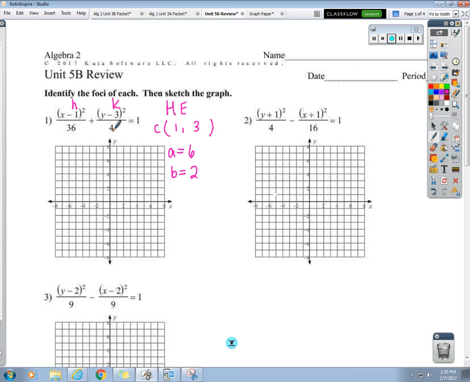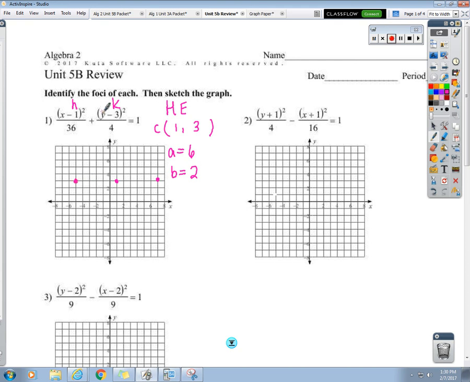So now I have enough information to sketch this ellipse. The center of it is at 1, 3. So right 1, up 3. And then from there, under the X was a 6, correct? So that means left and right, I'll go 6 units. So 1, 2, 3, 4, 5, 6. And then left 6 from the center. 1, 2, 3, 4, 5, 6.